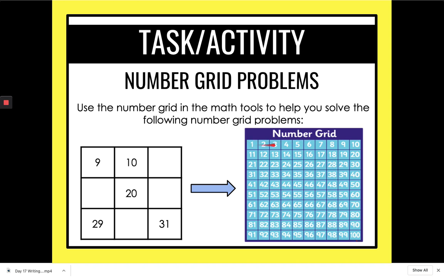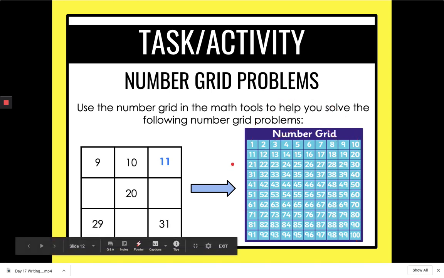So it jumps by ones. And then when you go down one, it jumps by tens. So 1 plus 10 is 11. 11 plus 10 is 21. And then, of course, if you were going up, you're subtracting that 10. And if you're going side to side, you're either adding or subtracting 1: 12 plus 1 is 13, and 13 minus 1 is 12. So we remember how we move on a number grid.